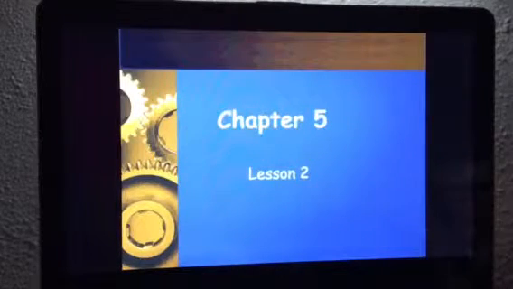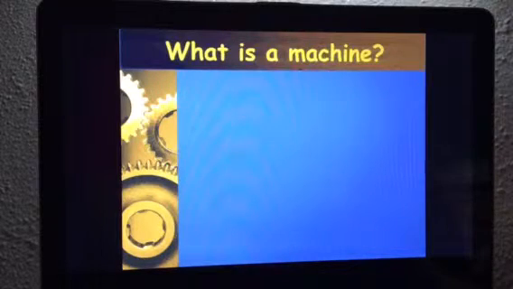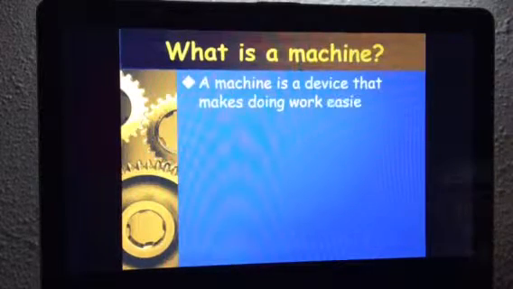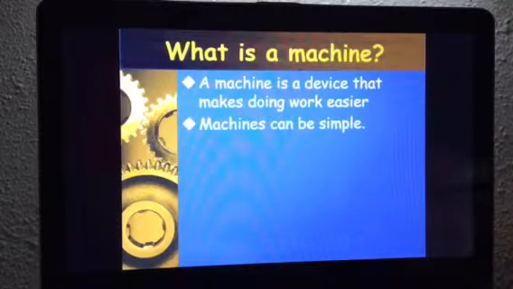Okay, Chapter 5, Section 2. We're going to talk about machines. So what is a machine? A machine is any device that makes work easier. So remember, what is work? Well, it's the ability to use energy.